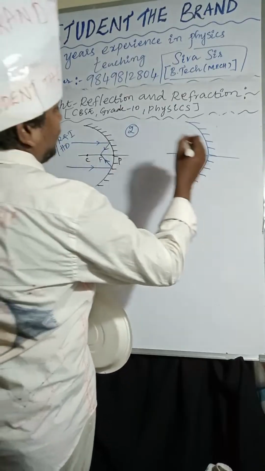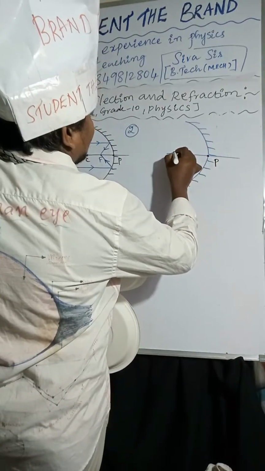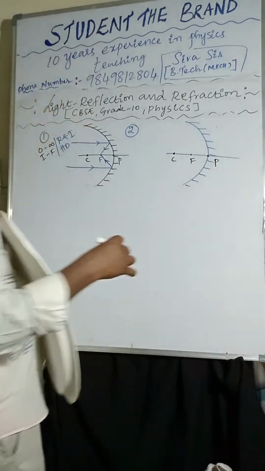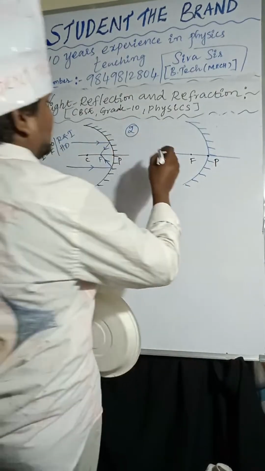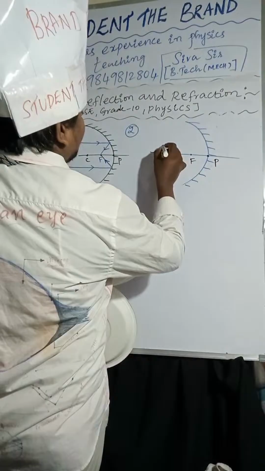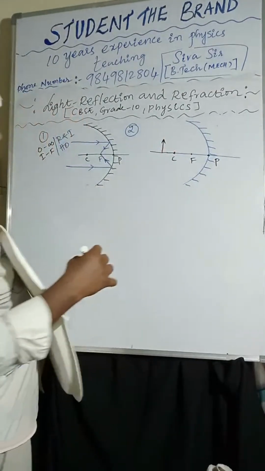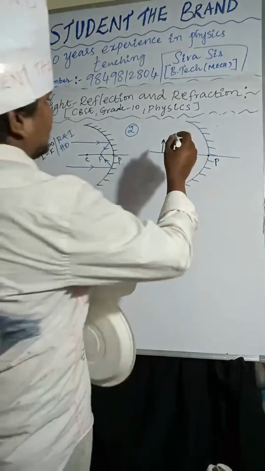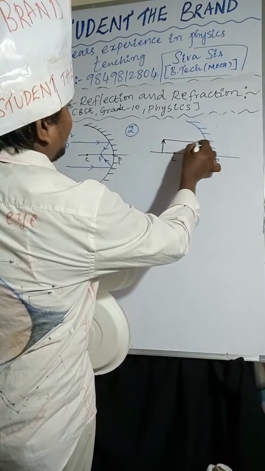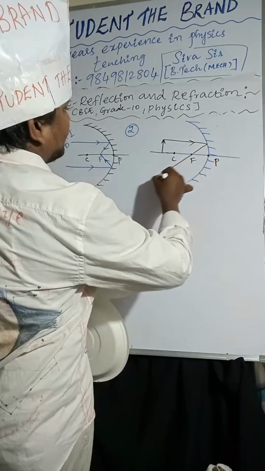So this is the pole, focus, and center of curvature. The object is placed beyond the center of curvature, here. So how many light rays? Minimum 2 light rays, I said. One light ray I am taking like this, and one like this. After reflection, it passes through the focus.